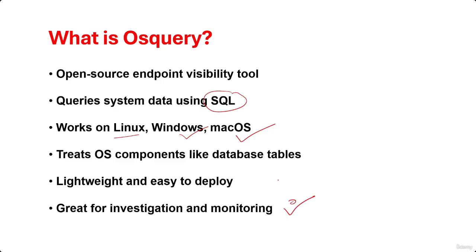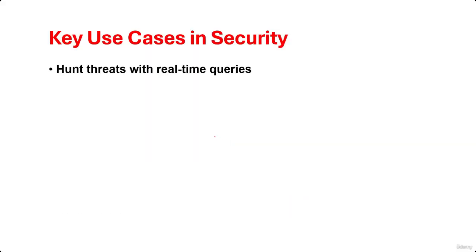Why is it important? Why does Osquery matter for a security analyst? It is used to hunt threats with real-time queries. It is even used to check running processes, monitor all these processes, and see whether any cron jobs or autoruns are scheduled or not. This kind of information we can get with the help of Osquery.